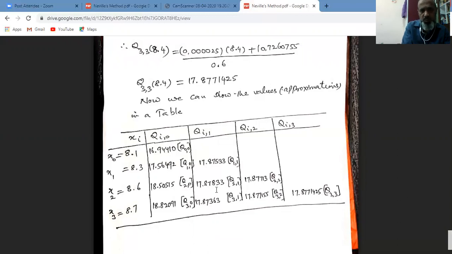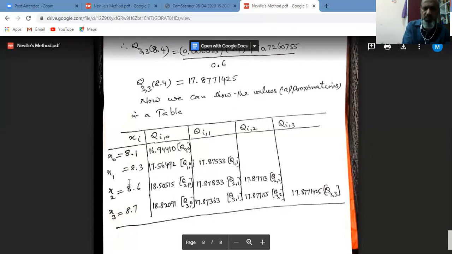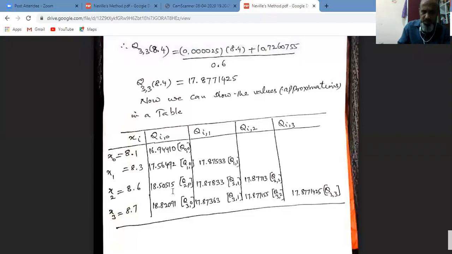Here Q21 is the best first degree, or linear, approximation, and its value is 17.87833. Q32 is the best second degree approximation, and 17.8771155 is its value. Q33 is the best third degree approximation. So this is the method, Neville's algorithm.